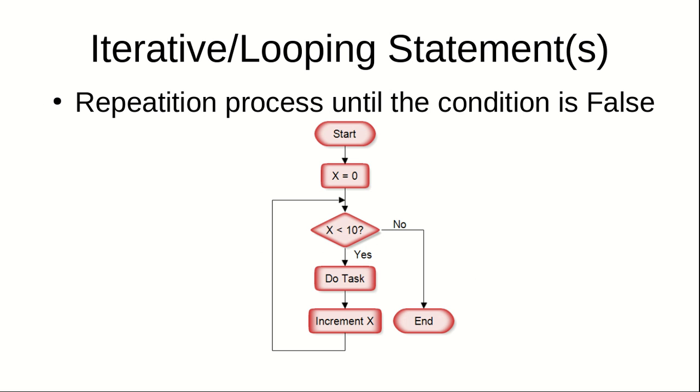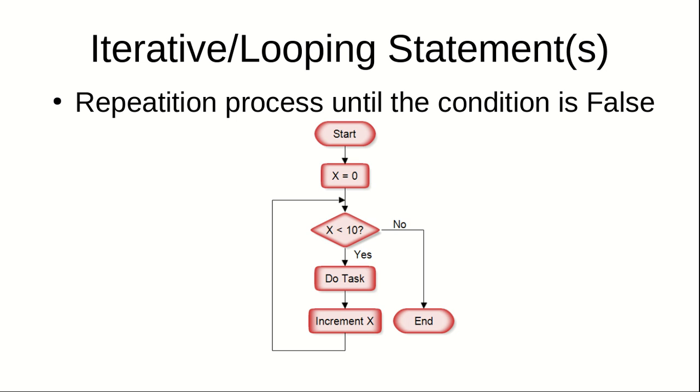So the next we have is looping or iterative statements. It is a repetition process until the condition is false. Okay. Look at this flowchart. We have initially x equal to 0. So we have a condition that x is less than 10. If yes, then do the task, then increment the value by 1, that is increment x.